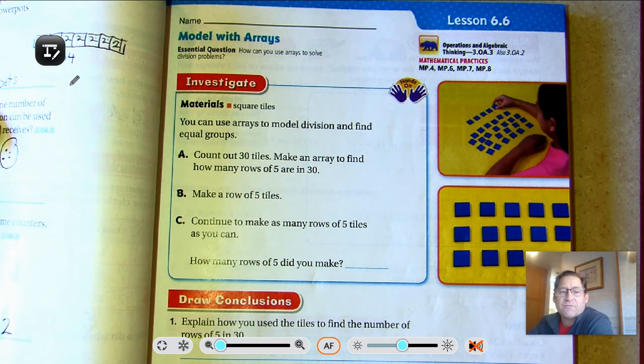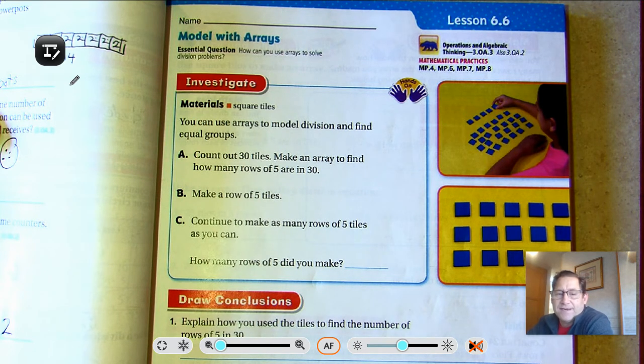And so the materials that we need today, it calls for square tiles. I'm going to use counters myself. You really, anything can be used to represent the array. They should just be similar items. And so to start, we're going to count out 30 tiles, and we're going to make an array to find how many rows of 5 are in 30.